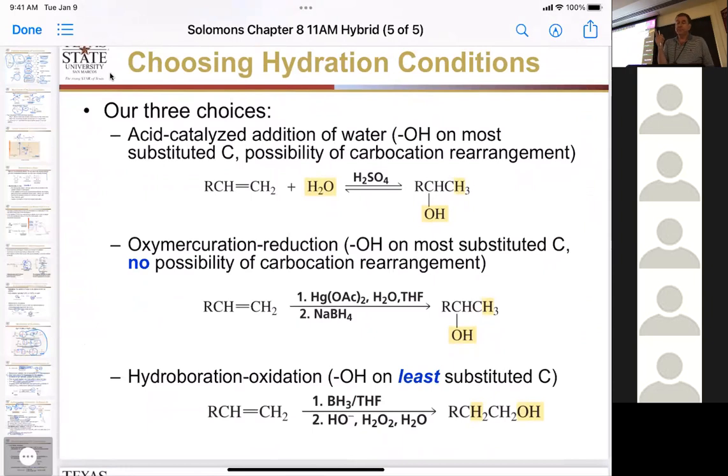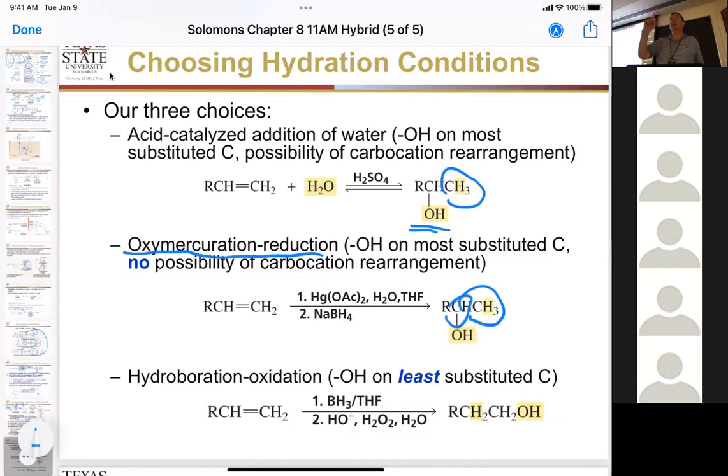We can add acid catalyst and water and get an addition that is Markovnikov because our hydrogen goes to our more substituted side, and we get alcohol. But we can get rearrangement. With oxymercuration and demercuration, we're going to follow Markovnikov's rule. We're going to get our hydrogen on our more hydrogenated side and our alcohol on our more substituted side, but it will not rearrange. So you will be able to make a secondary alcohol in the presence of other groups.